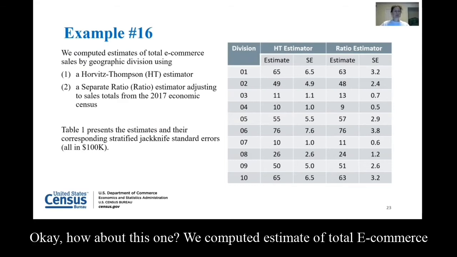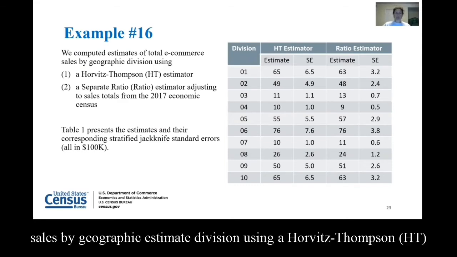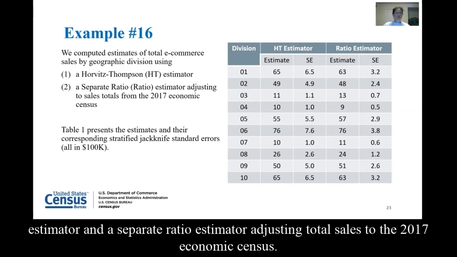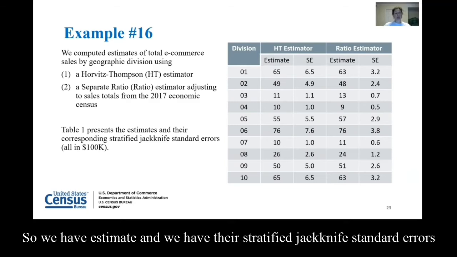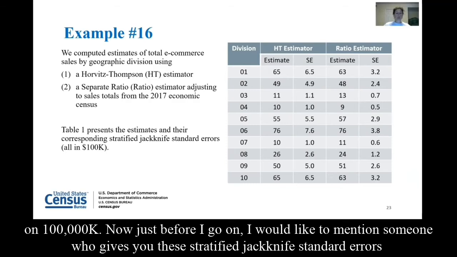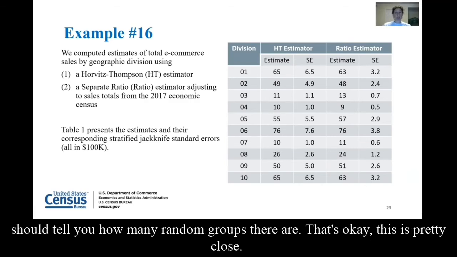Okay, how about this one? We computed estimates of total e-commerce sales by geographic division using a Horvitz-Thompson estimator and a separate ratio estimator, adjusting total sales to the 2017 economic census. So we have estimates and we have their stratified jackknife standard errors, all in 100,000s. Now, just before I go on, I would like to mention someone who gives you these stratified jackknife standard errors should tell you how many random groups. That's okay. This is pretty close. Okay.